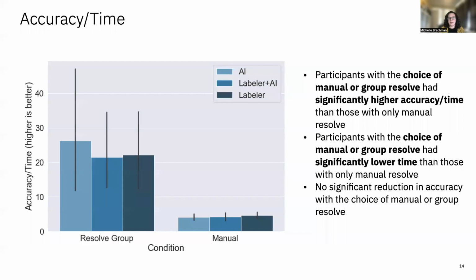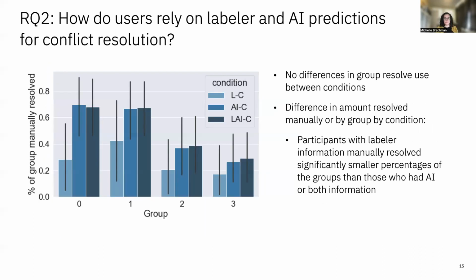We found that participants who had the choice between manual or group resolve had significantly higher accuracy over time than those with only manual resolution. This difference was primarily impacted by time, with no significant difference in accuracy. So basically what this means is that when users could choose to resolve whole sets of conflicts at once, they were faster without having lower accuracy, even though they were using an automated approach.